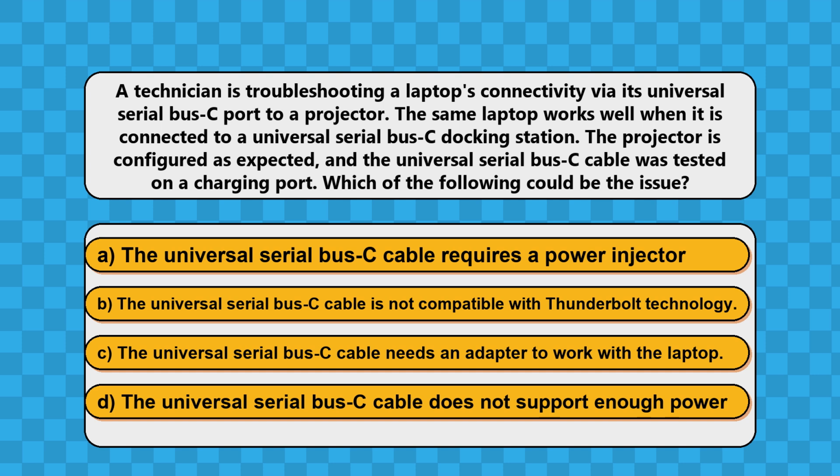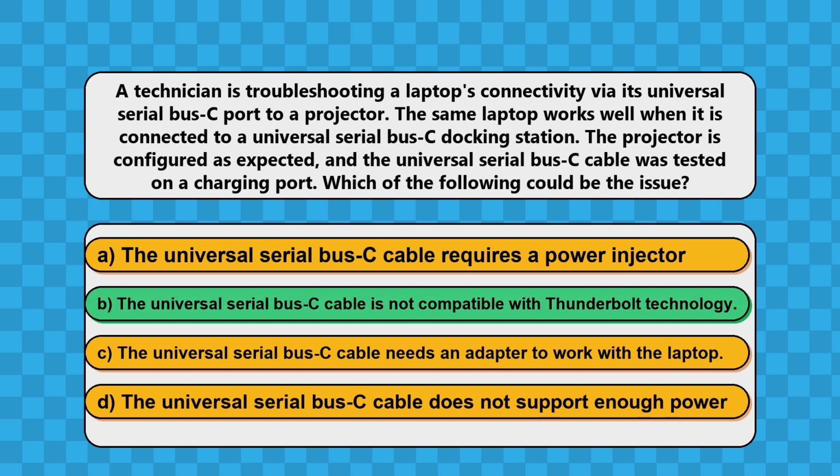Option A. The Universal Serial Bus C cable requires a power injector. Option B. The Universal Serial Bus C cable is not compatible with Thunderbolt technology. Option C. The Universal Serial Bus C cable needs an adapter to work with the laptop. Option D. The Universal Serial Bus C cable does not support enough power.